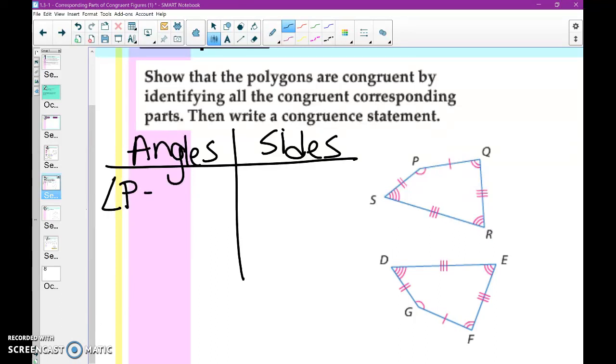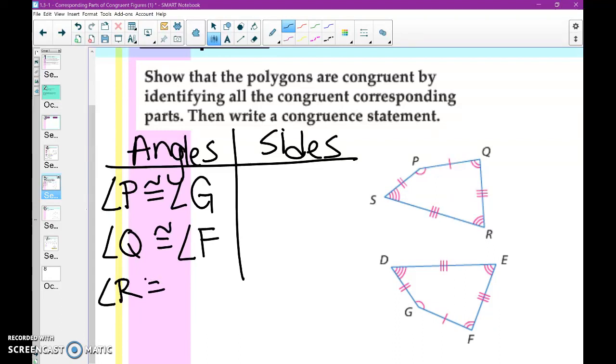You can check your work here. If you didn't write it with the correct symbols, you wouldn't get full credit. Angle F, this one has 3, this one has 3. So angle R is congruent to angle E. And then we've got 4 and 4 here. So angle S is congruent to angle D.